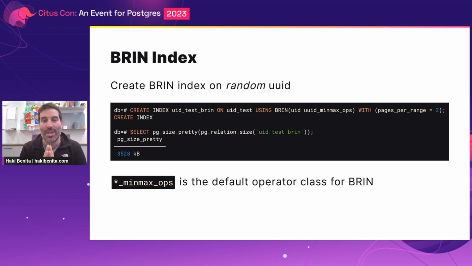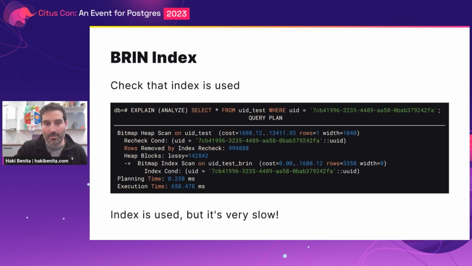So we want to create a BRIN index on our UUID column. And we are going to talk about these pages per range in a sec, okay? In this case, I'm using the default min max ops, and you can see that the size of the index is just 3.5 megabytes. Remember, the hash and the B-tree indexes were more than 30 megabytes in size, but the BRIN index is much, much smaller.